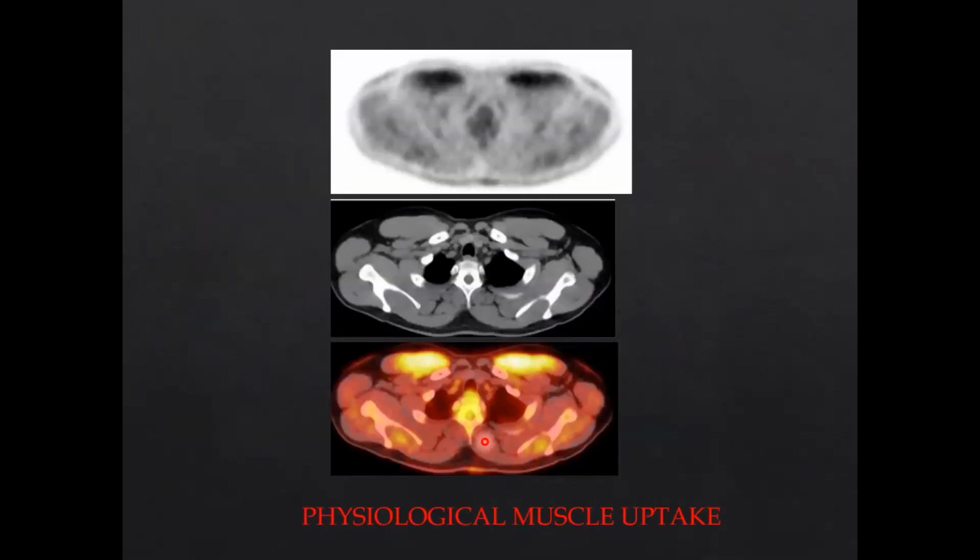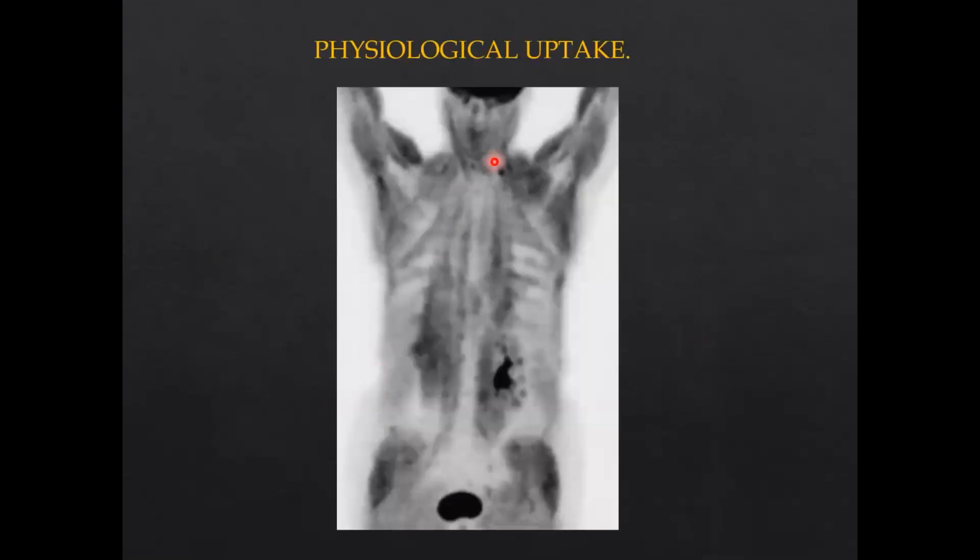This is physiological muscle uptake which you should remember, in the anterior chest wall and the paraspinal regions. That should not be confused with abnormal uptake. This is a physiological uptake, but due to increased muscle activity. So muscle activity is more.